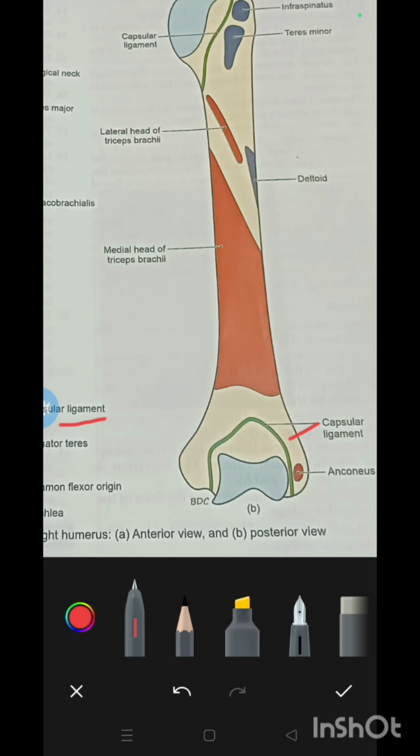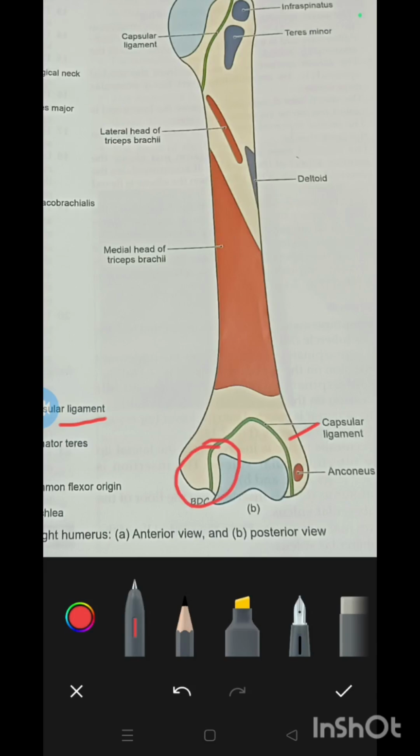So this fossae within the joint cavity. Medially, the line of attachment passes between the medial epicondyle and the trochlea. On the lateral side, it passes between the lateral epicondyle and the capitulum.